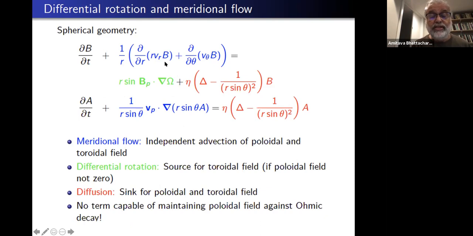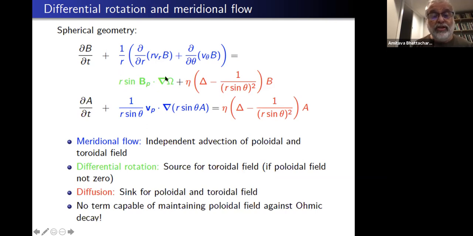So now if you look at this equation, notice something very interesting. There is no term involving A in the first equation. And if you come down to this one, you have A here, and this is a separate equation by itself. So differential rotation has BP in it, and there is diffusion. So this term is giving you a way to get toroidal field.